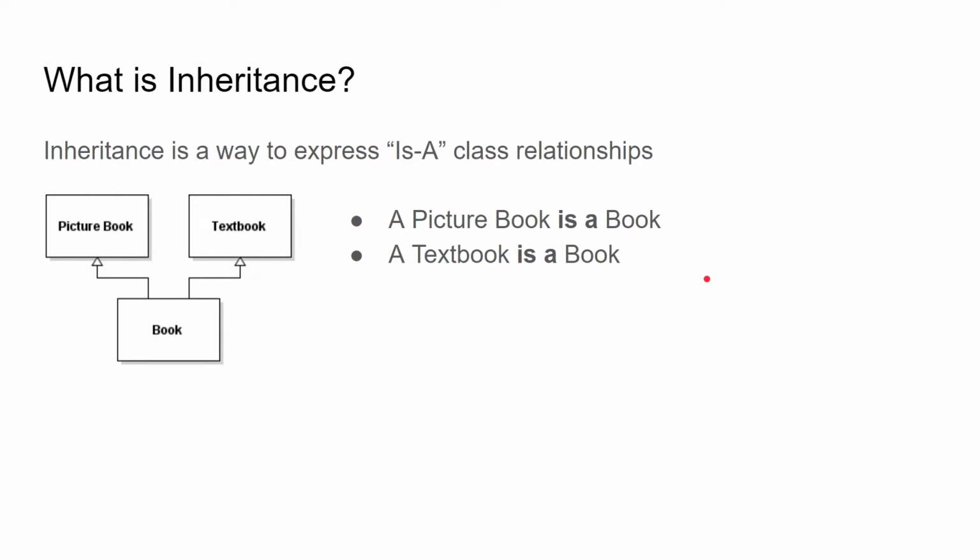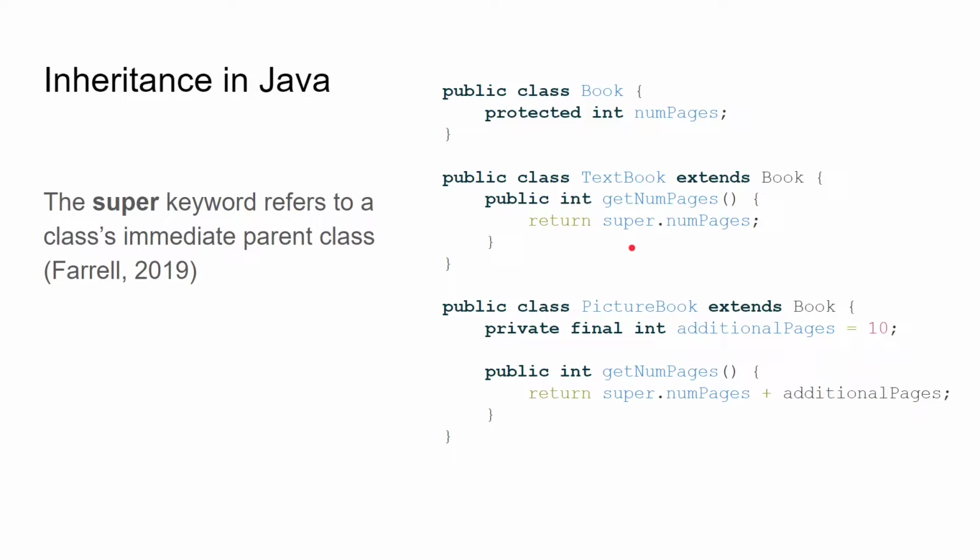Let's get started. So what is inheritance? Well, inheritance is one way to express is-a-class relationships. In this example, we have a picture book, a textbook, and a book. As we all know, a picture book is a book, and a textbook is also a book. We can therefore express these as having the class relationship "is a": textbook is a book, and picture book is a book. Let's look at how to implement this in Java.